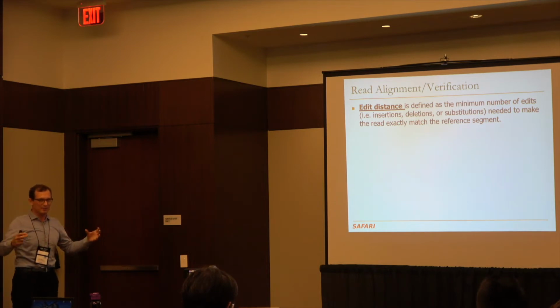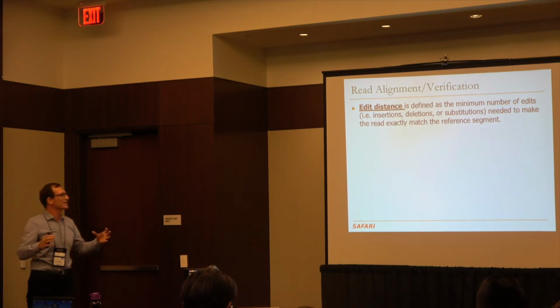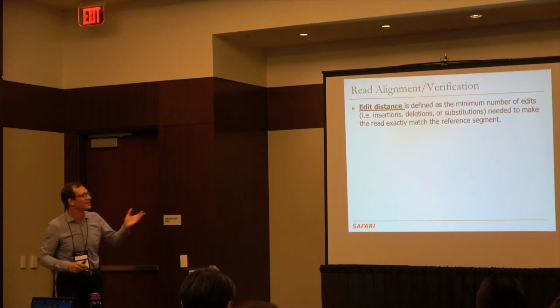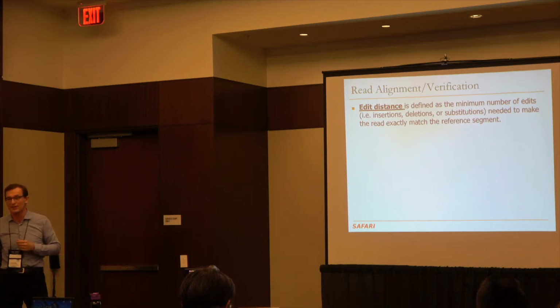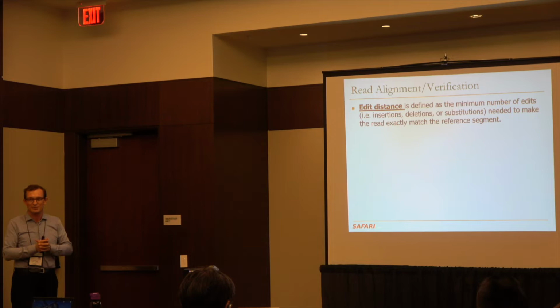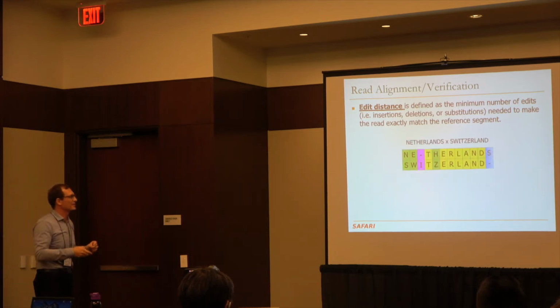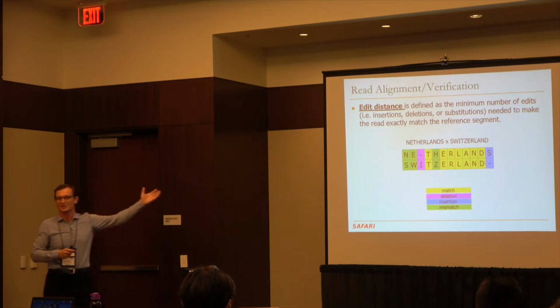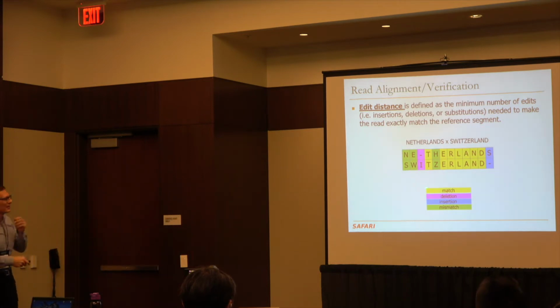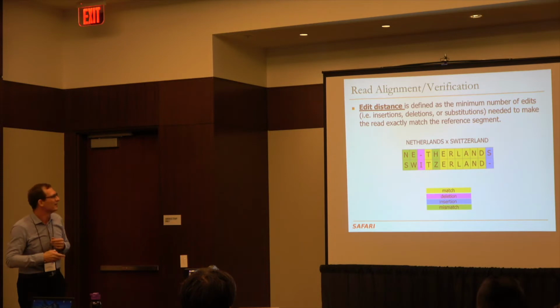The existing mappers spend most of their time in edit distance computation. So what is edit distance? Very quickly, it's defined as the minimum number of edits, insertions, deletions, or substitutions, that are needed to make the read exactly match the reference. So let's take an example, Netherlands and Switzerland. If you actually want to figure out the edit distance of these, you see that there is one deletion over here, there's one mismatch over here, and there's one insertion over here. If Switzerland is the reference, Netherlands has an insertion over there, right?